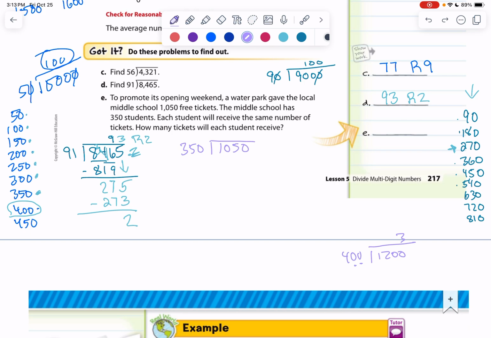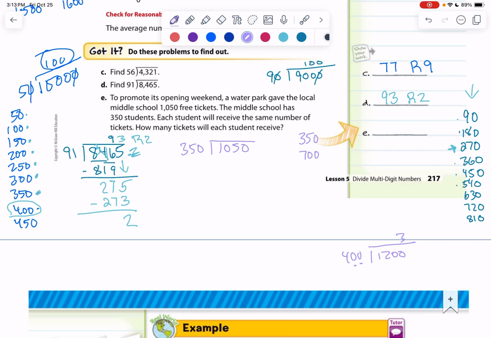Perhaps not. Okay, but no big deal. We can do that. 350. So 300 plus 300 is 600. 50 plus 50 is 100. So that's 700. Next, maybe one more.